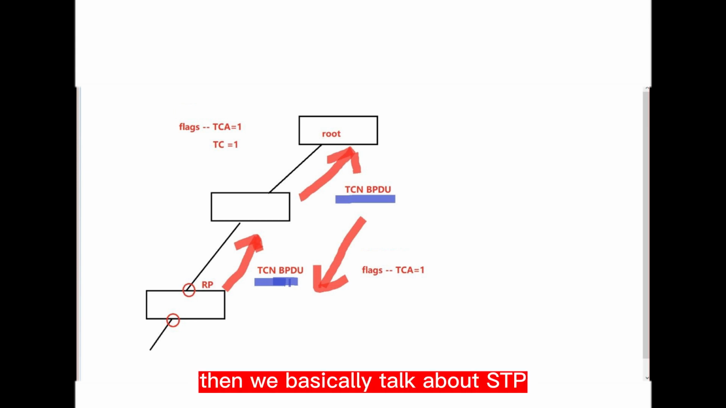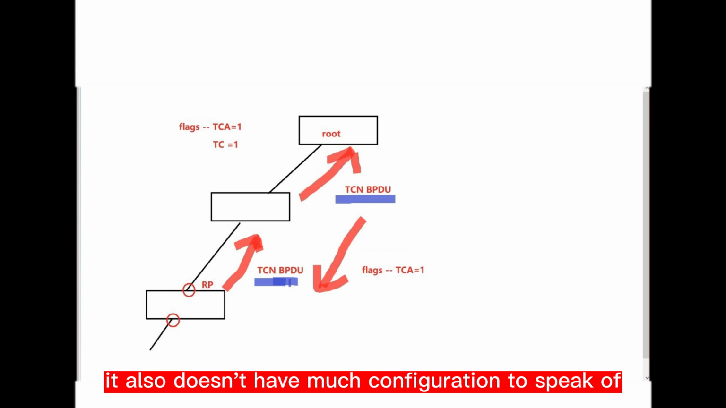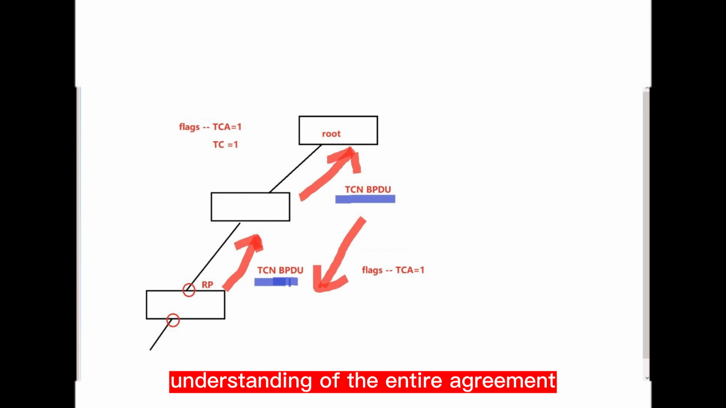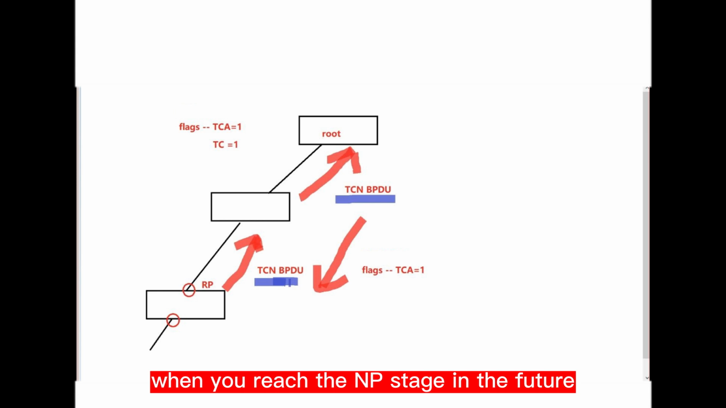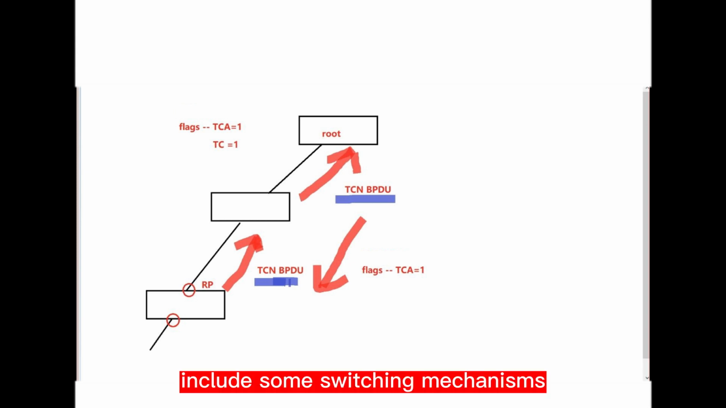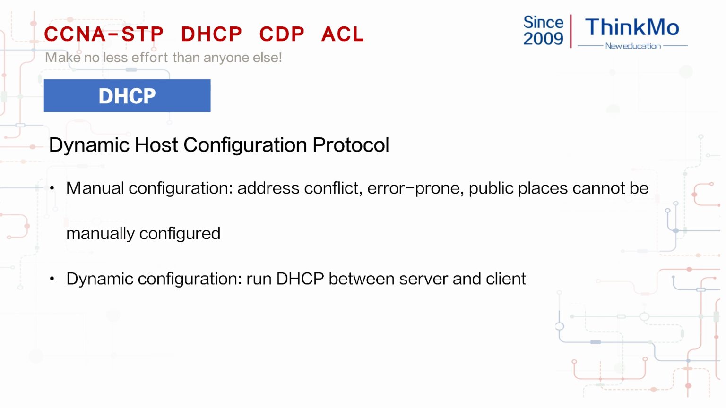Okay. Then we basically talk about STP is almost the same. Now for STP, it also doesn't have much configuration to speak of. It is more about some understanding of the entire protocol. Very theoretical in the NA stage. When you reach the NP stage in the future, you will learn a lot about some protection mechanisms of BPDU, include some switching mechanisms. There will be many experiments. Let's talk about DHCP and CDP next.